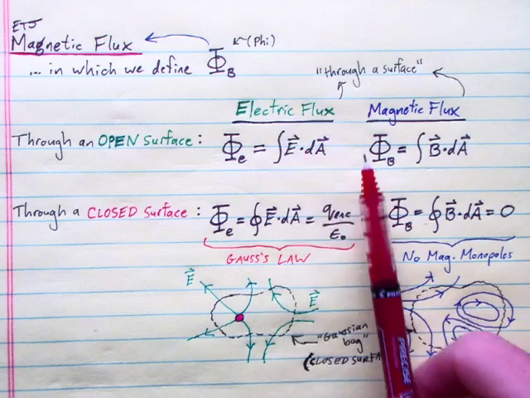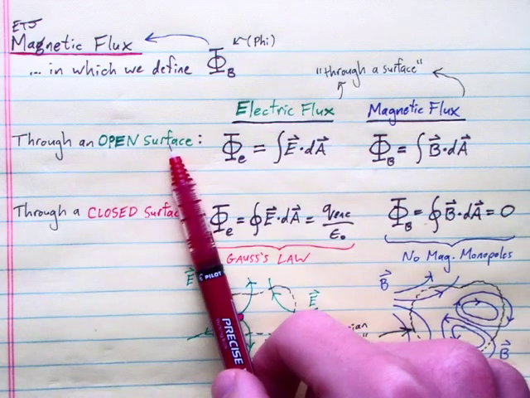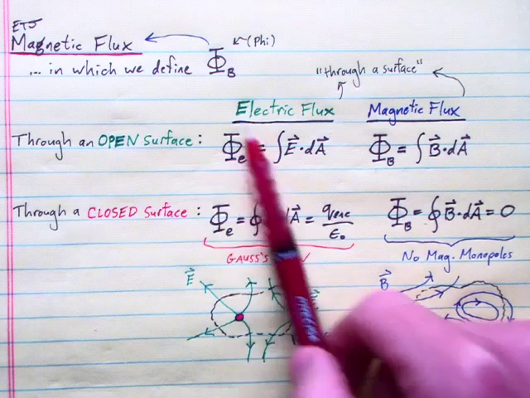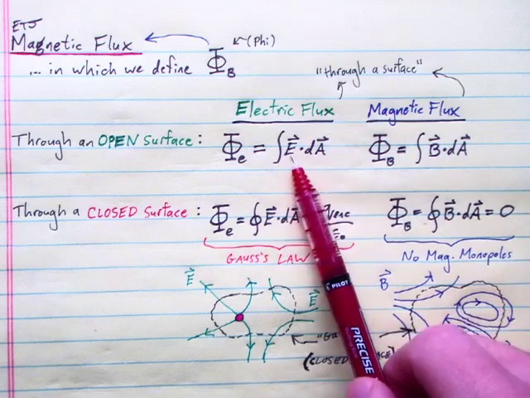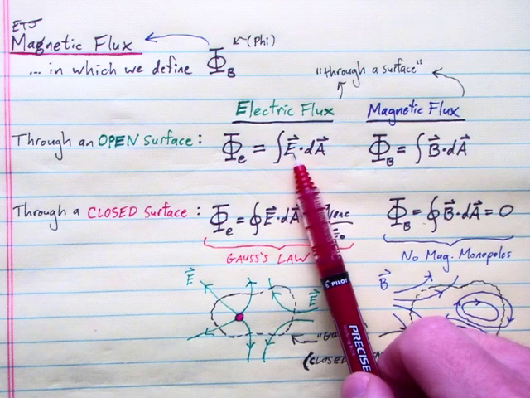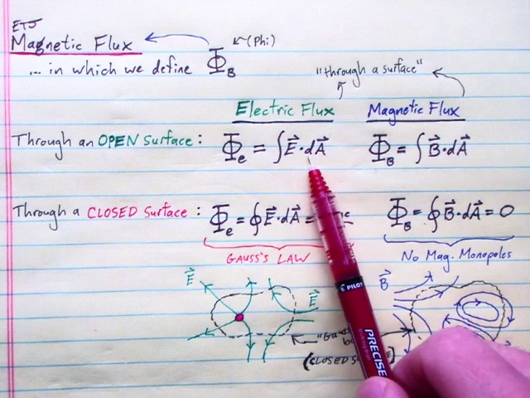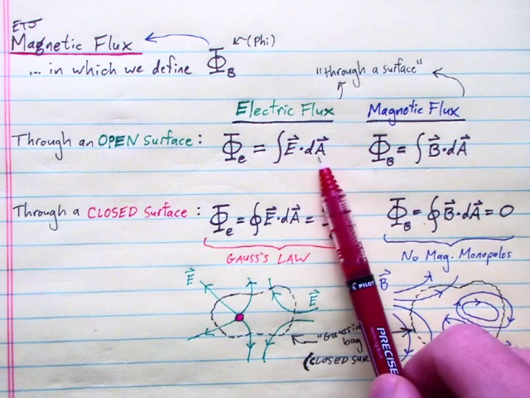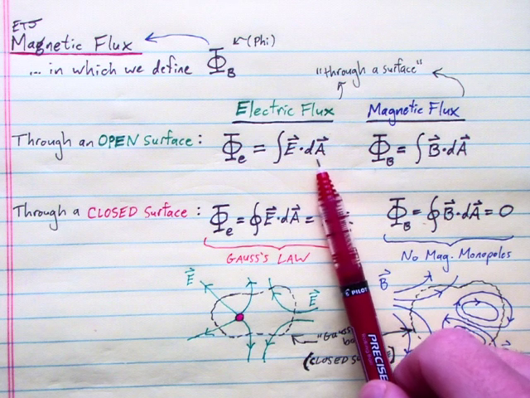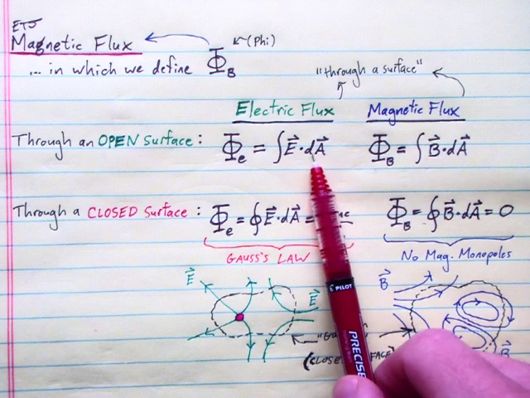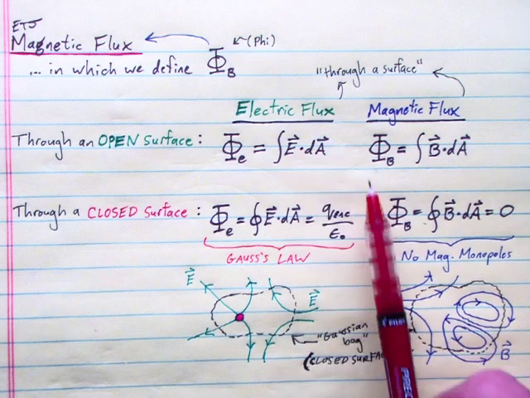Going back to electric flux through an open surface, defined as phi sub E, that is the open surface integral of the E field vector at every patch of the surface, dotted with the local surface area vector dA pointing orthogonal to that surface. And recall that we have to pick a front side for the surface, so dA points out the front side.